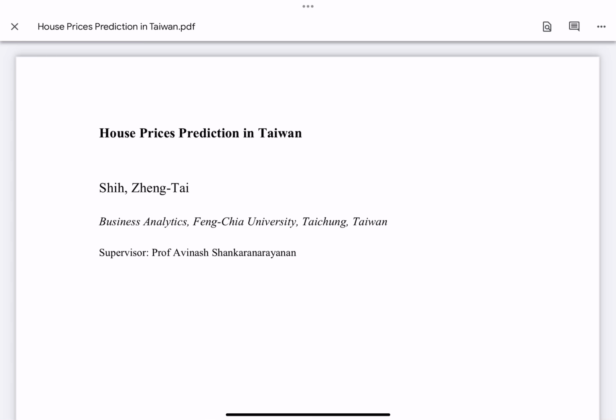Have you ever imagined how much you can buy a house? If you are planning to buy a house in the future, what is the price? Today I'm going to talk about the house prices prediction in Taiwan.